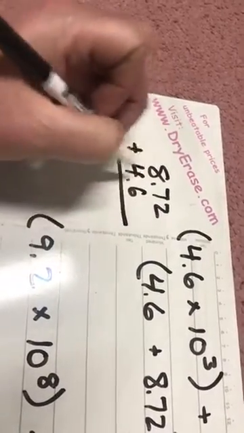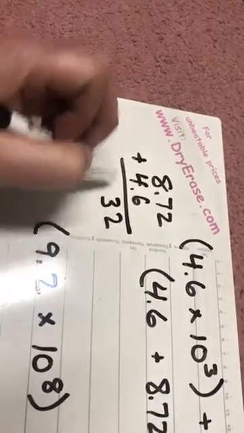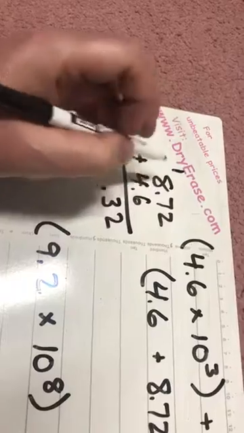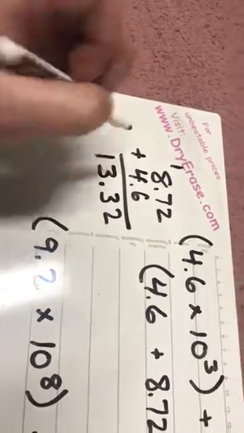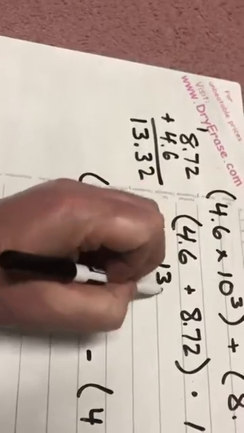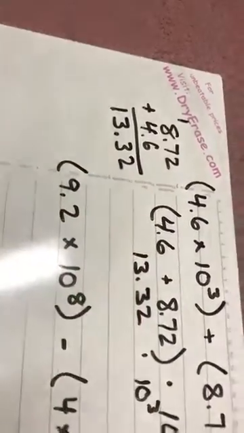Of course, you want to keep your decimals lined up. 2 and nothing is 2. 7 plus 6 is 13. Put the 3 down, carry the 1, drop the decimal. 1 plus 8 is 9, plus 4 is 13. I get 13 and 32 hundredths. So this becomes 13.32 times 10 to the power of 3.